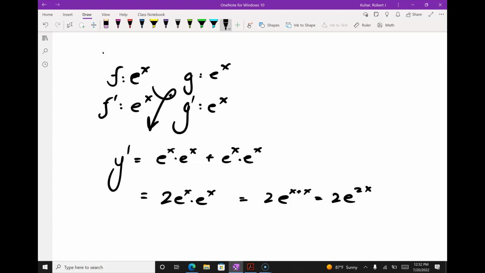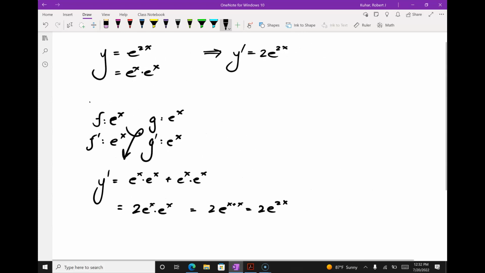Another one where I need to use the product rule. Oh, this one I didn't actually need to use the product rule, but I don't know the chain rule yet. Ethan? Yeah.